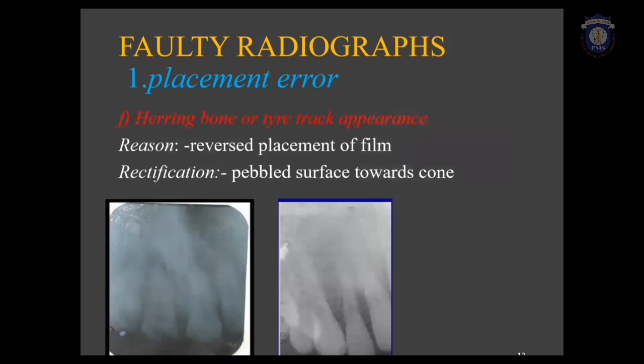Herringbone or the tire track appearance. The main reason for the appearance of herringbone pattern or tire track appearance in a film is the reverse placement of the film. That is, the occlusal dot is placed oppositely. So to rectify it, the pebble surface should be towards the cone or should be facing the cone. As you can see in the image, the first image shows the tire track appearance. The second image, you can see the V lines showing the tire track appearance.